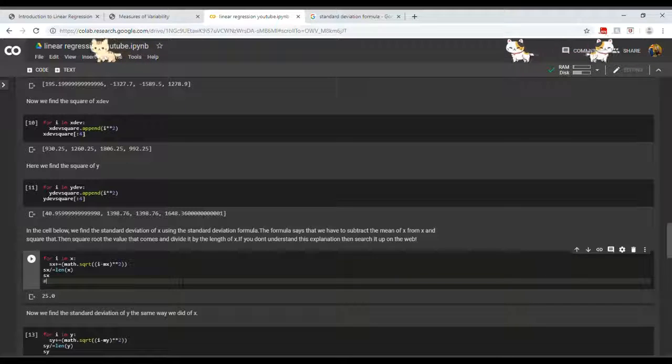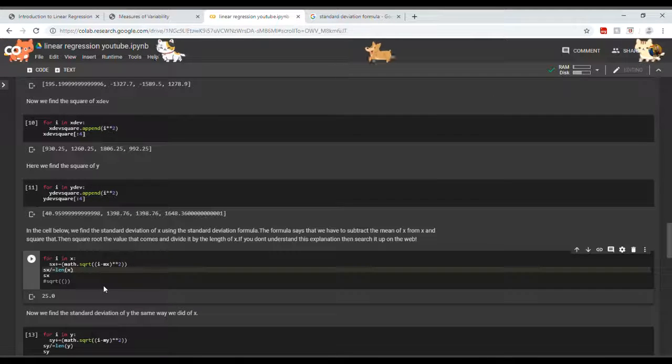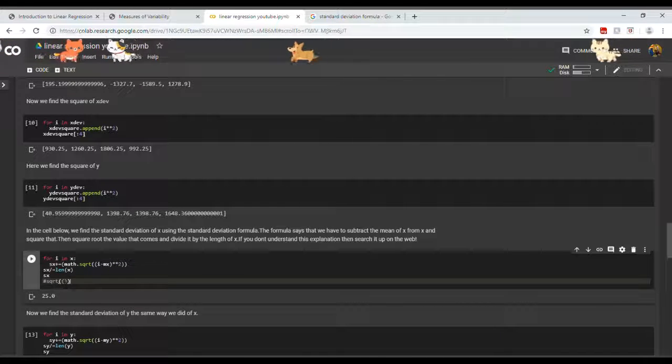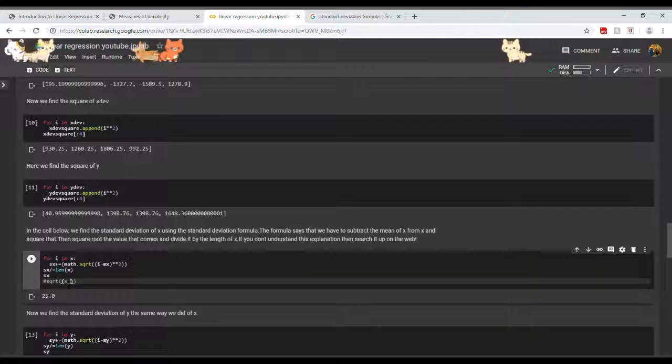So you square root, let's just sqrt, and then you make a bracket, and then you make another bracket to show this thing right here. Okay, so you want to minus x value from the mean of x. Actually, it should be the other way.